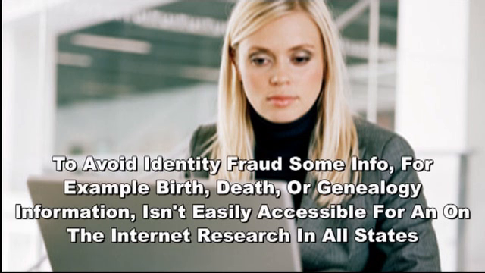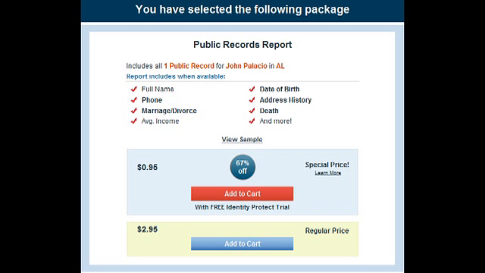In several US states, although, you will find some limitations on the kind particulars you are able to enter. For instance, to avoid identity fraud, some info, for example birth, death, or genealogy information, isn't easily accessible for an internet research in all states. Therefore, this info is frequently accessible via a third party, which will generally charge a fee for obtaining this information.